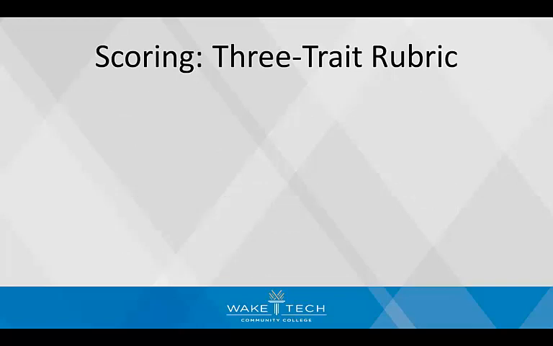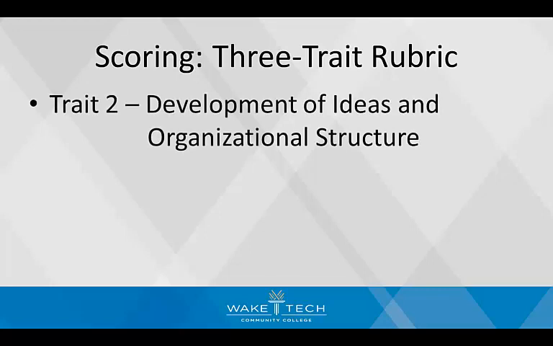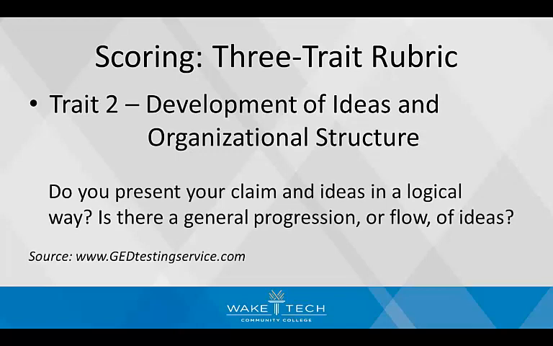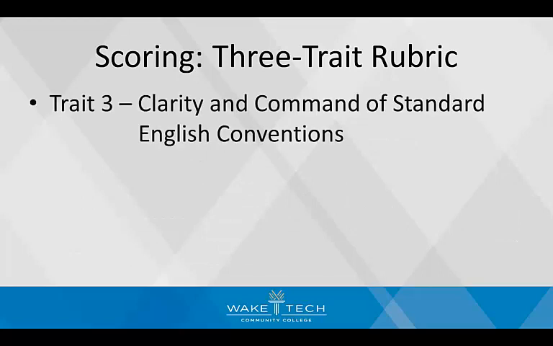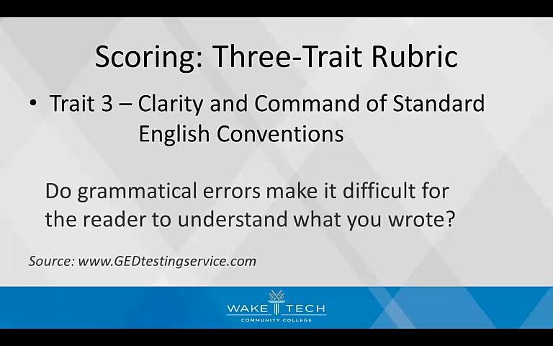Trait number 2, development of ideas and organizational structure. Do you present your claim and ideas in a logical way? Is there a general progression or flow of ideas? And trait number 3, clarity and command of standard English conventions. Do grammatical errors make it difficult for the reader to understand what you wrote? If so, then you will receive a lower score for this trait.